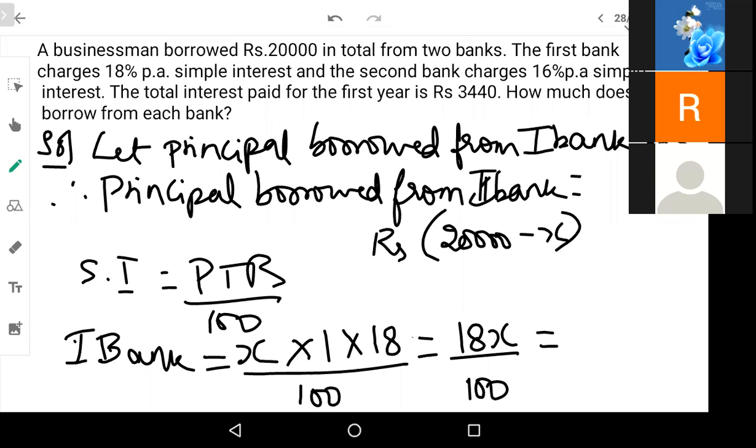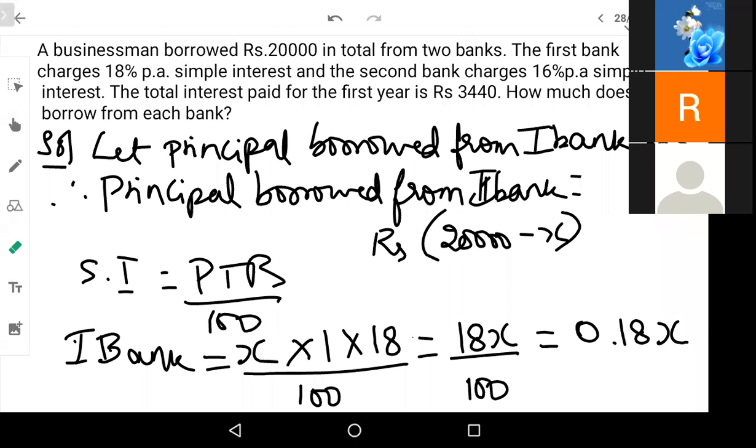You get 0.18, and I'll have that x as it is. Did you understand this part, or you want me to repeat it again? Did you all understand? Yes? Good. So that was for first bank.